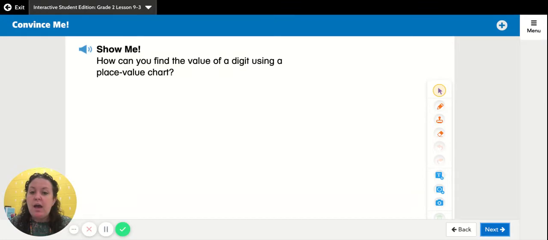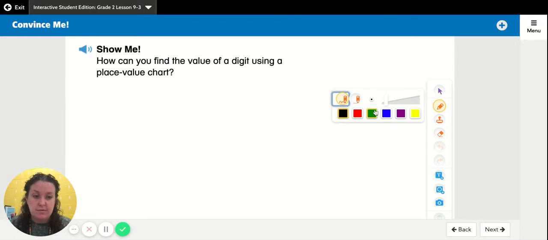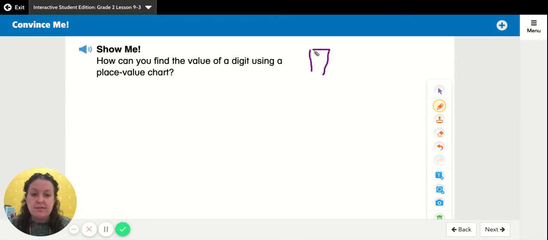Okay. How can you find the value of a digit using a place value chart? Wow, that's kind of asking us to teach them again, right? Did you know that if you can answer this question, that shows that you really understand this? So let's show how smart you are. Can you give me a number? Say a number. It has to have 3 digits. Okay, 178. We can do that one. I think that's what I heard someone say. 178.